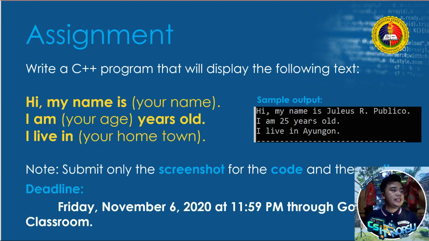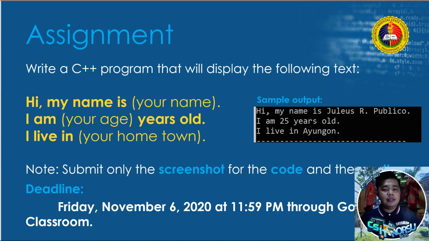And then, of course, the assignment: write a C++ program that will display the following text. Hi, my name is, and then your name, and then next line, I am, your age, years old. And then next line, I live in, and then your hometown. So, example output: Hi, my name is Julius R. Publico. I am 25 years old. I live in Ayungon. So make sure that these three sentences are separated in three different lines.